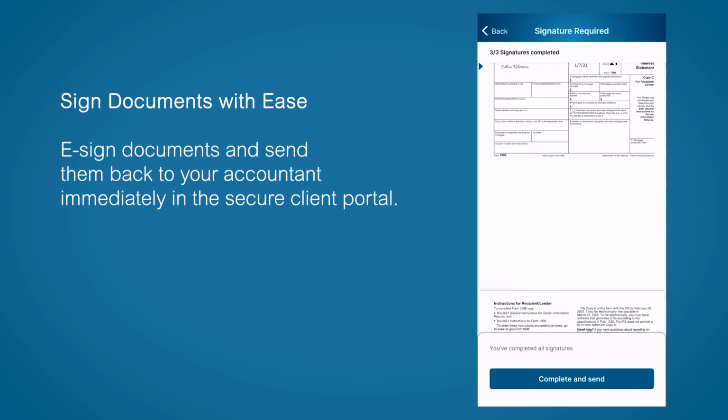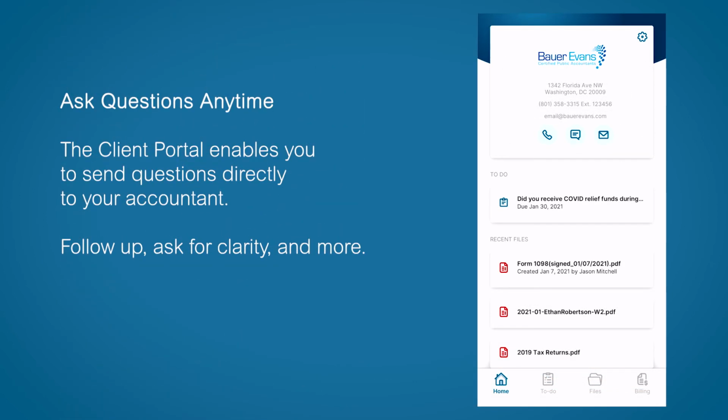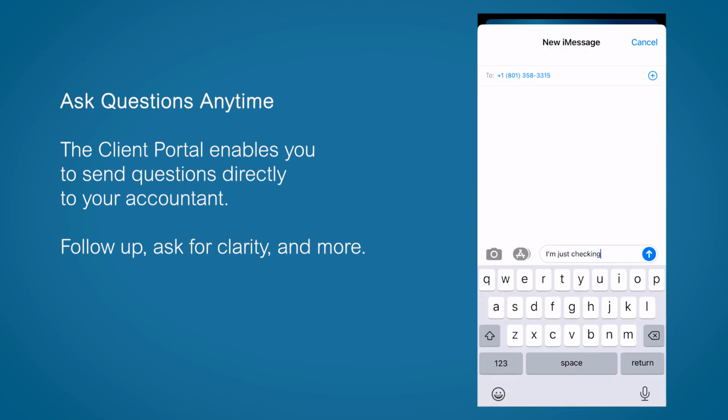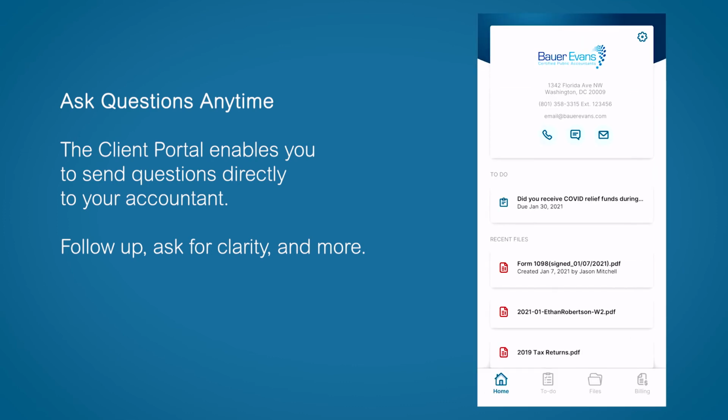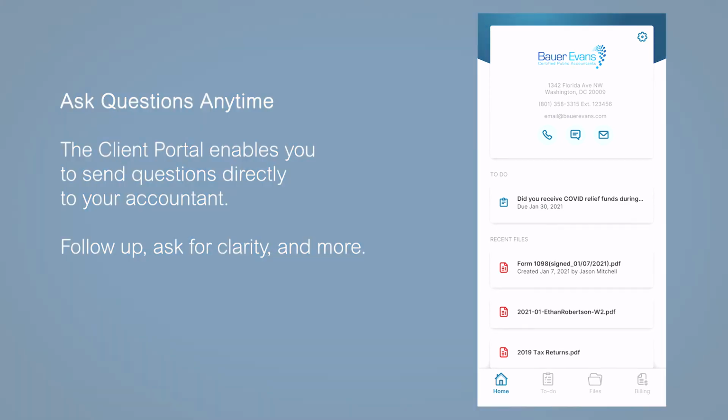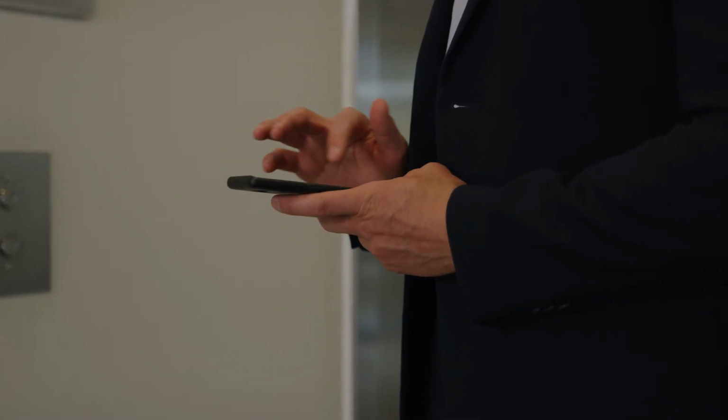And when things are moving quickly, the Canopy Client Portal app makes it easy to send questions directly to your accountant from the app. Keep conversations between you and your accountant seamless, consolidated, and connected to all your relevant documents and information so you can follow up, ask for clarity, and finalize important tasks, all without ever leaving the app.